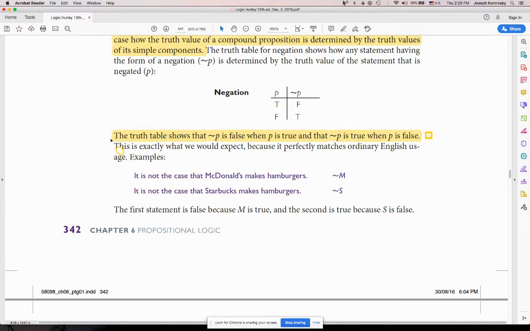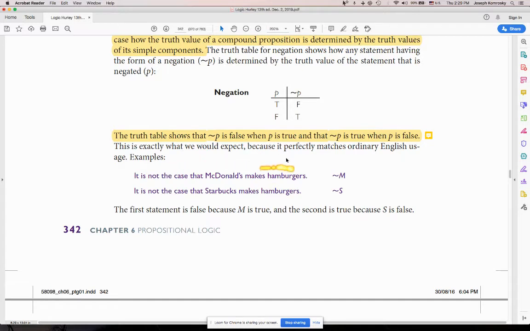So, I'll read the highlight. The truth table shows that not P is false when P is true, and not P is true when P is false. Now, what do we mean by that? Let me give you 2 examples. Let's read this. Again, this is a statement about reality, right? It's either true or false. It's not the case that McDonald's makes hamburgers. I'm saying it's not the case that McDonald's makes hamburgers.